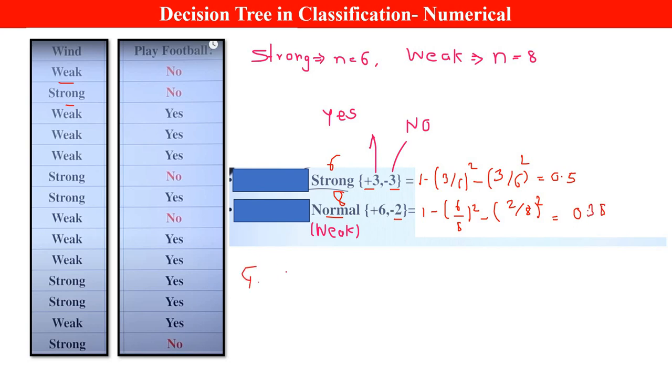Now we have to find out the GI for the wind. So this is weighted average multiplied by GI. So what is the weighted average for strong? 6 by 14, multiplied by 0.5, plus normal it is 8 times, so 8 out of 14 multiplied by its GI, 0.38. And the answer for this is 0.43. So we have calculated the GI for all the columns.